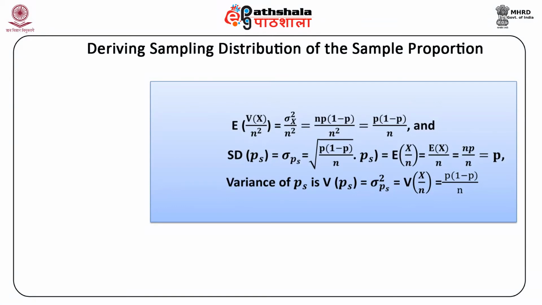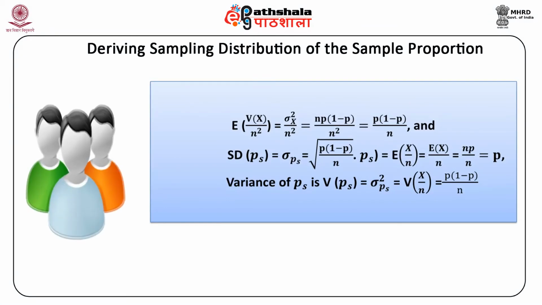The sample proportion is defined as the number of successes x divided by the size of the sample n, that is x by n. Since it is stated as x multiplied by a constant 1 by n, the sampling distribution of the proportion can also be approximated by the binomial distribution.